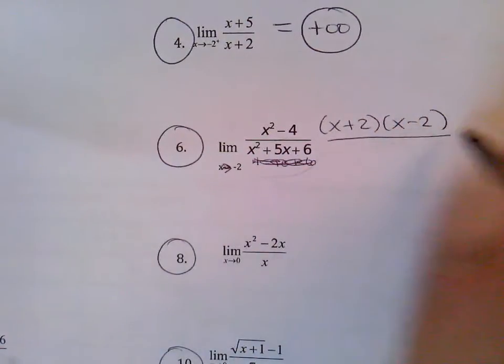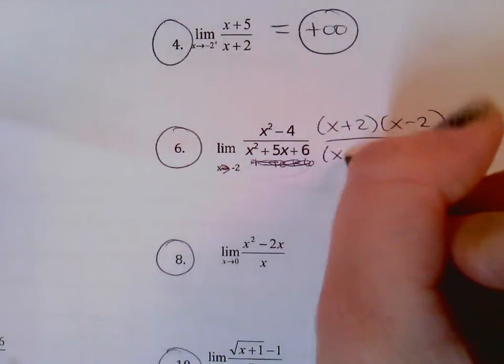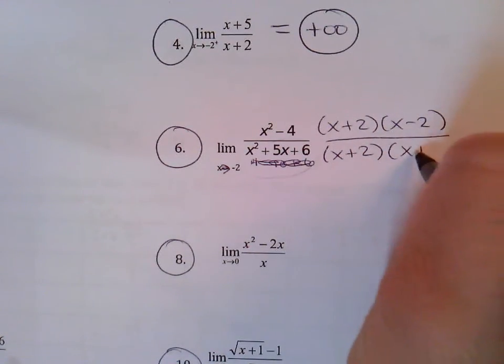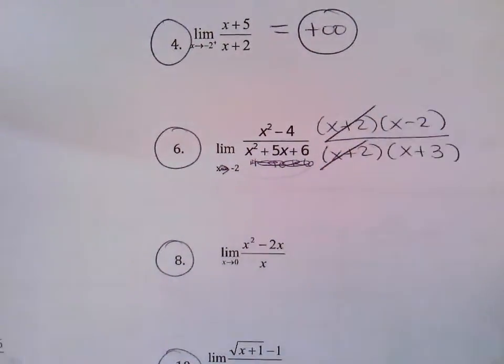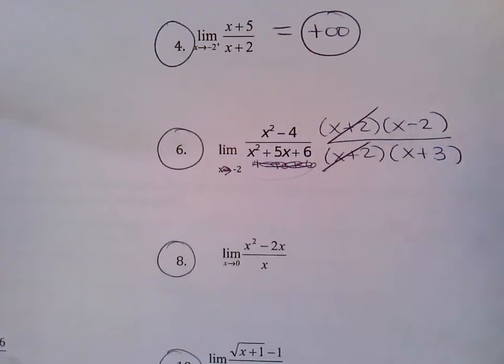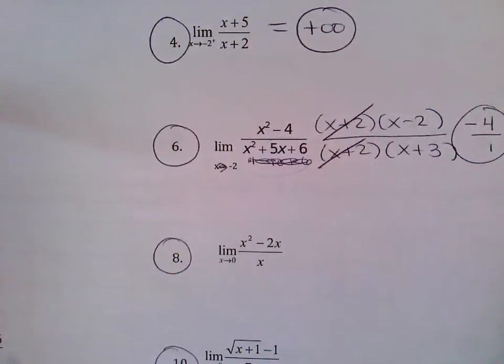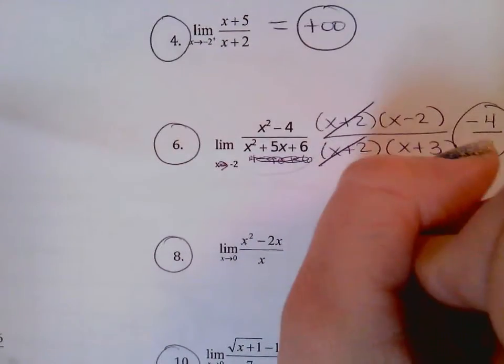The denominator factors, what are the factors of 6 that add up to 5? So x plus 2, x plus 3. My x plus 2's cancel. Now I can take that -2 and plug it in. I would get -4 over +1. So I get -4 as my limit.